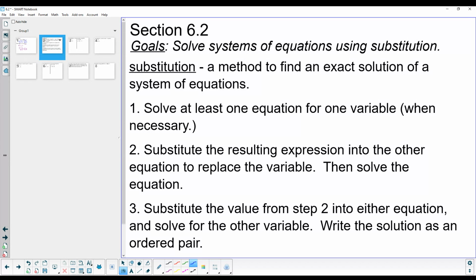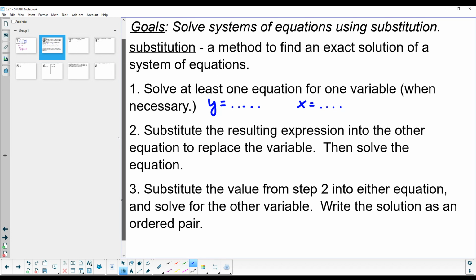The first thing that we're always going to do when we're using substitution is solve at least one equation for one variable whenever this is necessary. So we want one of our equations to say y equals everything else or x equals everything else. Sometimes they already have this done for you. Sometimes you actually have to do this step. So out of your two equations, you want one to say either y equals or x equals.